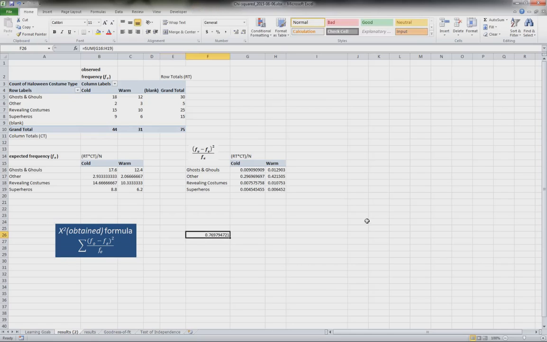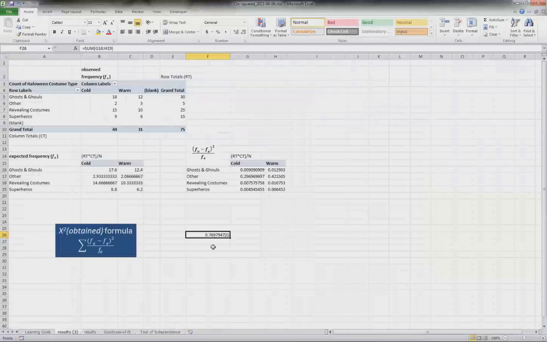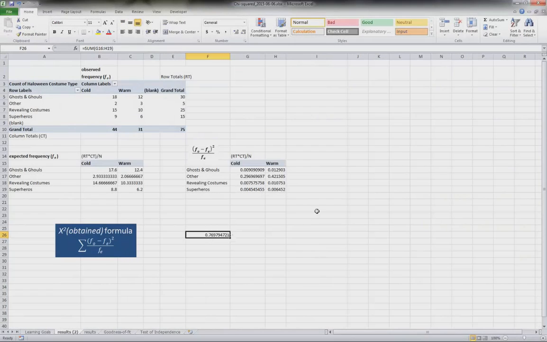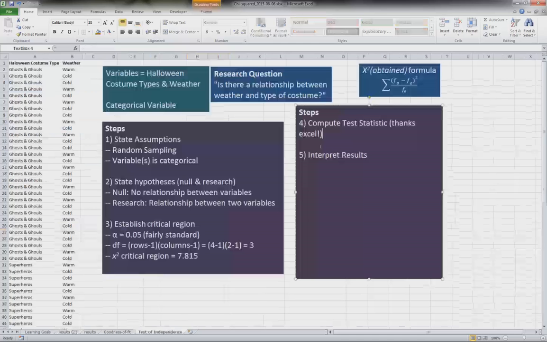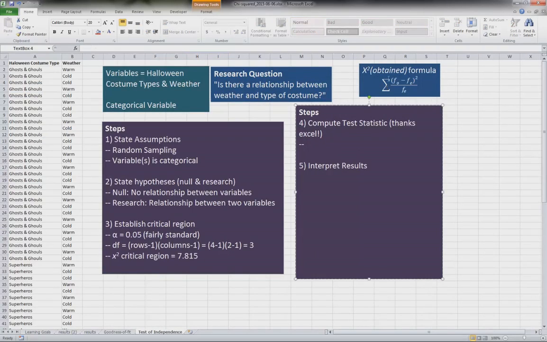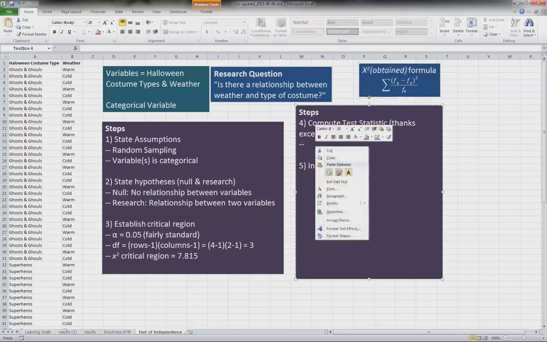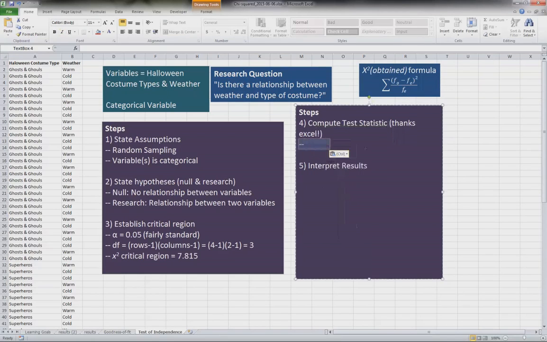So we can take this now and go to our test of independence. Our chi-squared obtained equals 7.769. As you can see, this is not greater than our critical region. So we reject the research hypothesis, or we accept the null hypothesis.